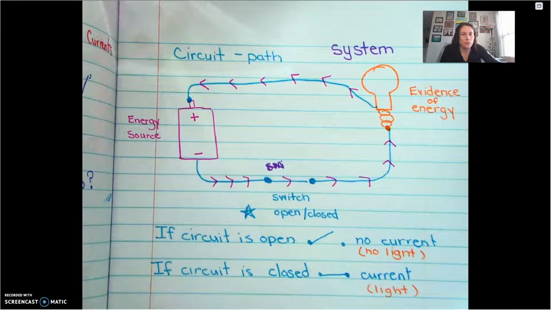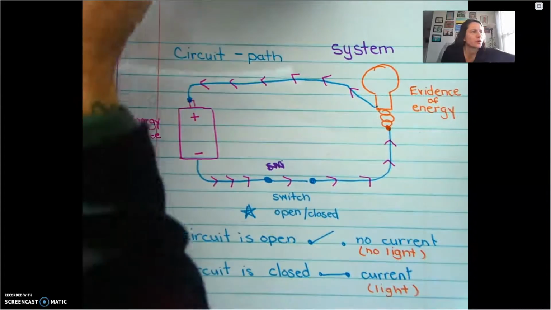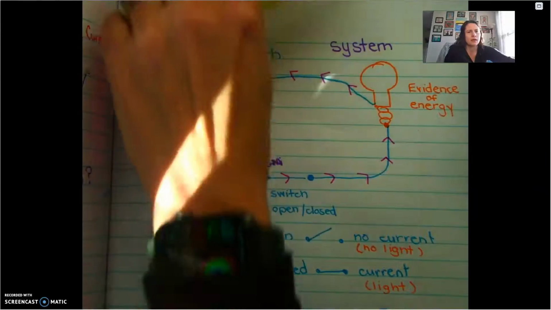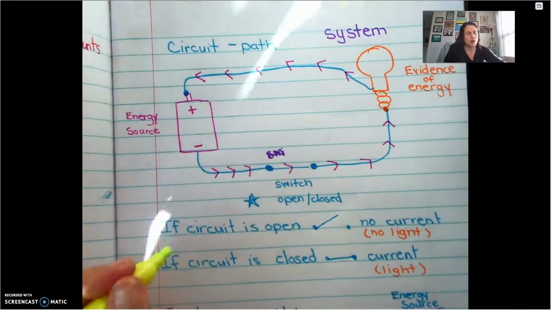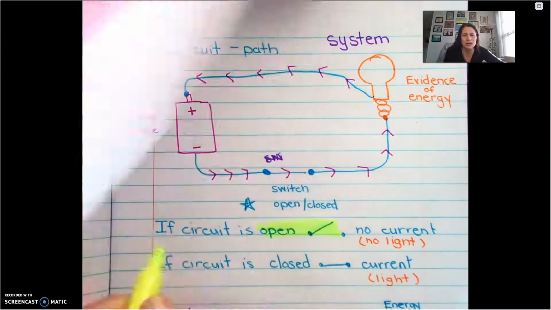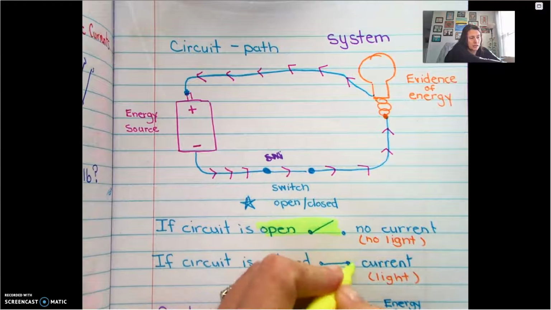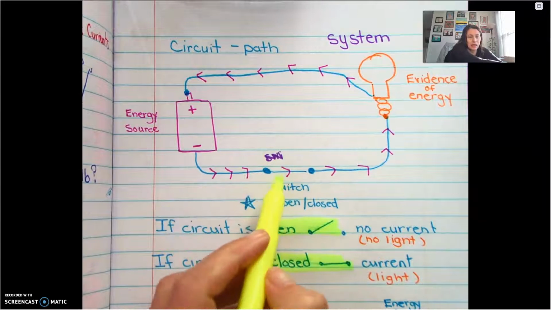Hi friends, we are going to continue exploring circuits, and the one thing that I want you to remember from your notes is this right here. Let me get my highlighter. If a circuit is open, that means the current cannot go through it. So if the circuit is open, the electricity cannot go through it. And if it's closed, that means the electricity can go through it.